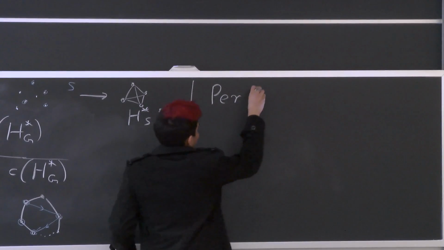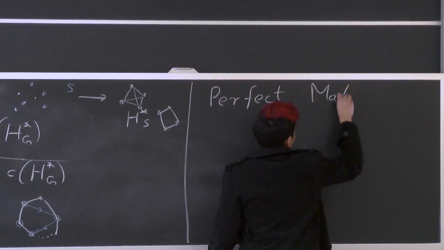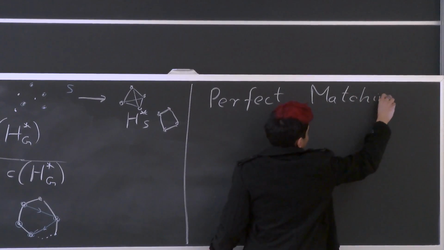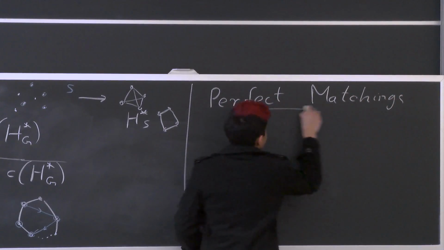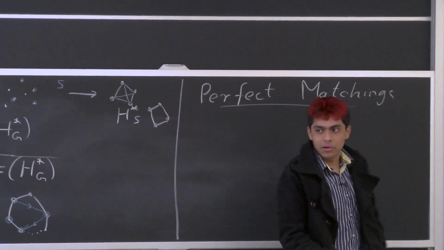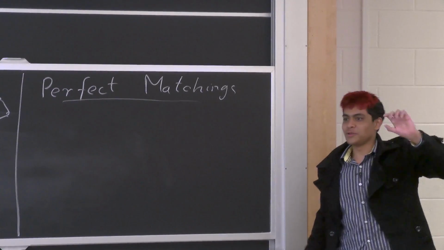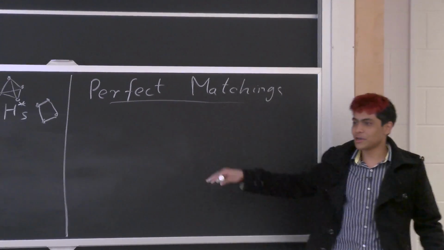Okay. Next thing is something which might seem unrelated right now. Perfect matchings. So you've seen perfect matchings in the context of bipartite graphs, right? So you find the minimum cost perfect matching. You do this flow thing. You send all the flow in, and then you connect the vertices with the capacities and whatever.